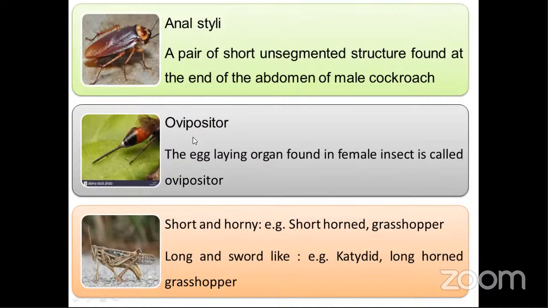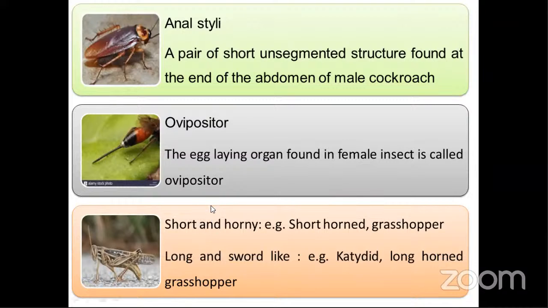So next, ovipositor. With the help of the ovipositor, insects will lay eggs. So this is the ovipositor, the egg-laying organ, which is found in female insects only. Males have no ovipositor. It is suited to lay eggs in precise microhabitats.